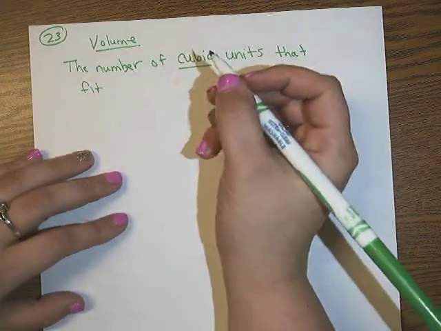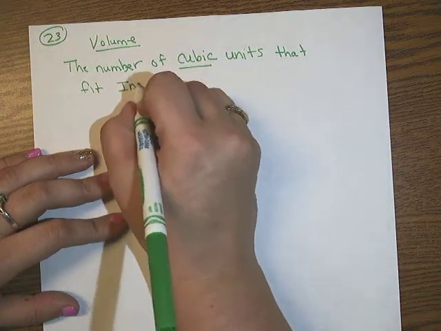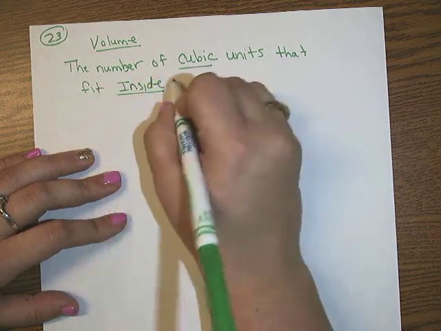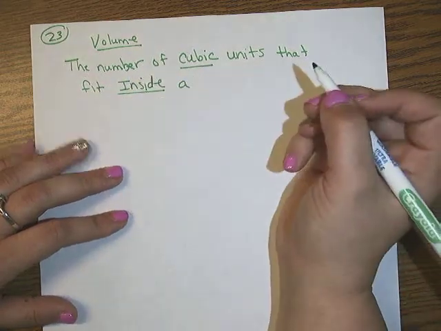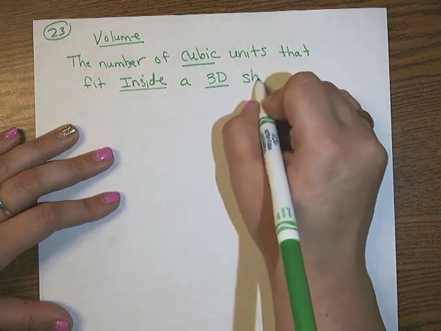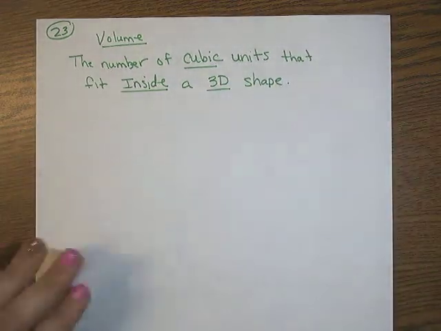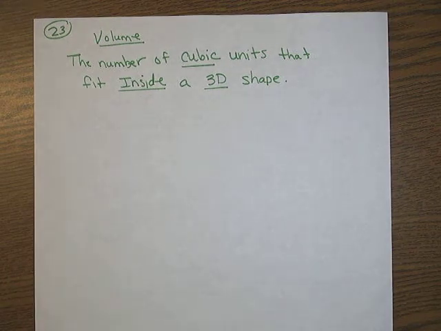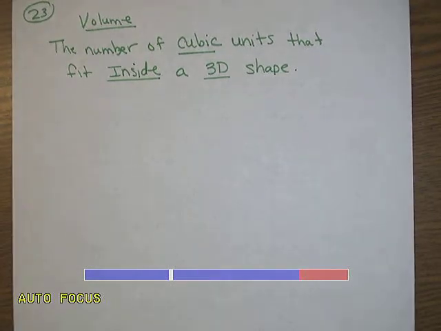Where do you think volume goes? Inside. Very good. Inside. And somebody said it. It's not just a normal shape. It's a what? A 3D shape. So it's cubed, it's inside, and it's 3D. The number of units that fit inside a 3D shape.